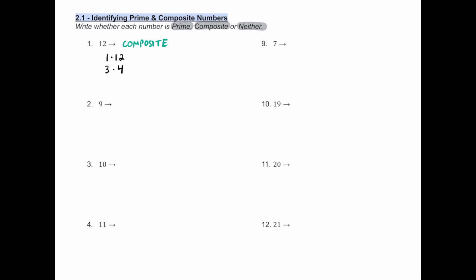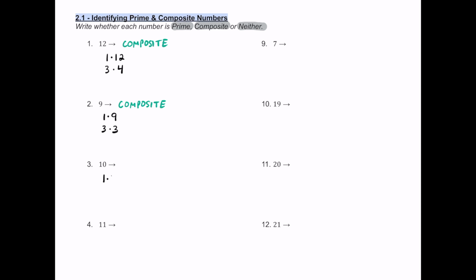For number 2, we have the number 9. Well, let's see. We know 1 times 9 is 9, so that's a given. But we also know that 3 times 3 hopefully is 9. If that's true, then we know that this is composite. So if you can list any other pair of factors or another factor that multiplies to get it, then it's no longer prime.